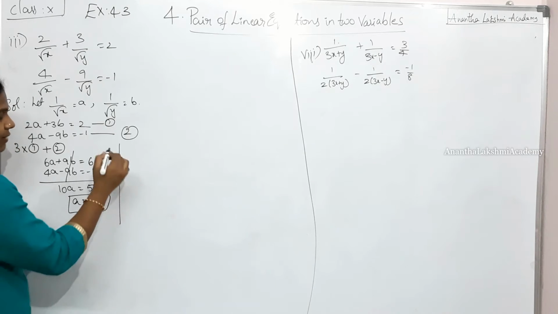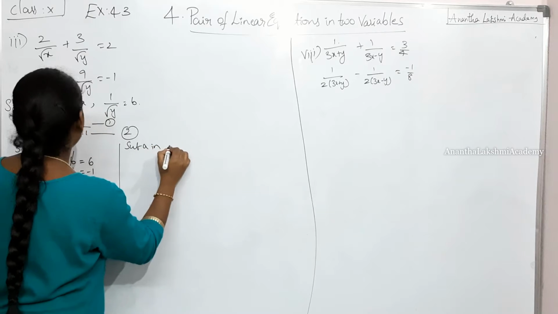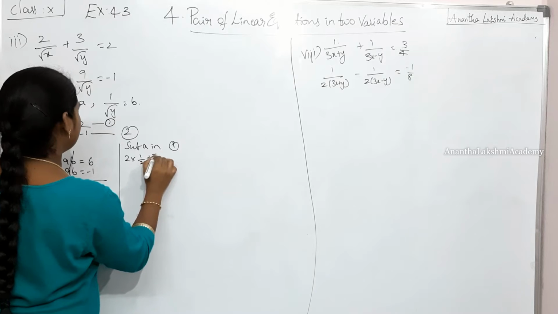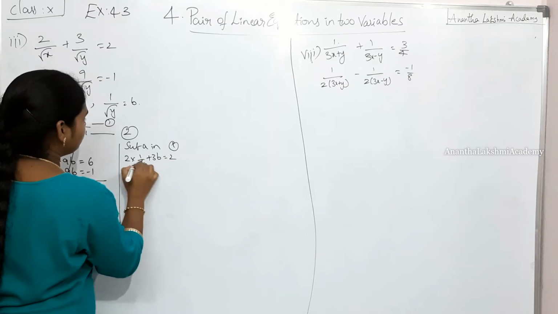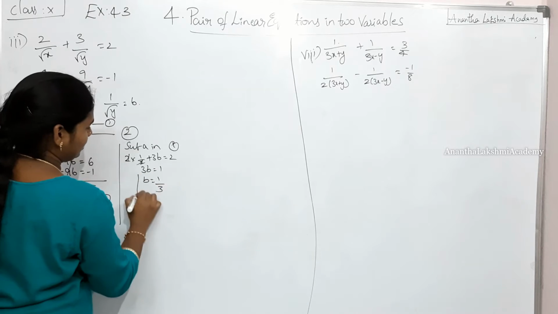Now we got the a value. So substitute a in what? Equation 1. 2 into 1 by 2 plus 3b is equal to 2. So 3b is equal to 2 minus 1. B is equal to 1 by 3.